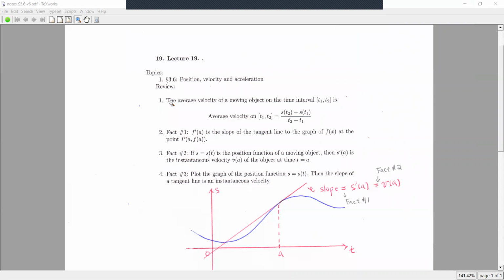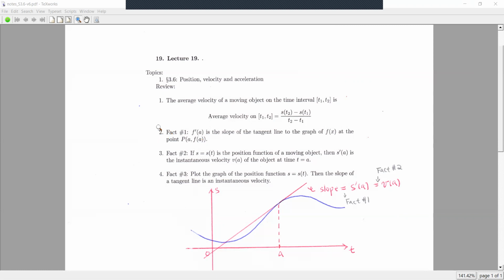Review number 1, the formula to compute the average velocity of a moving object on a time interval from t1 to t2 is the position of the object at the time t2 minus the position of the object at the time t1 over t2 minus t1.